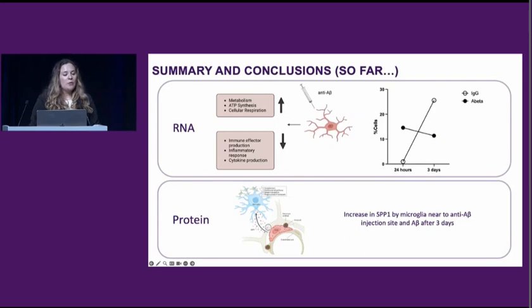And so to wrap up, what I showed you is two levels, at the RNA and the protein level, to try and understand the glial responses, particularly microglia in this case, to anti-A beta injections, where we had an upregulation of metabolism from anti-A beta injection, and that seems to be blunted at 3 days. I then showed you that one particular protein of interest, SPP1, was upregulated in microglia that were close to our injection site after 3 days.